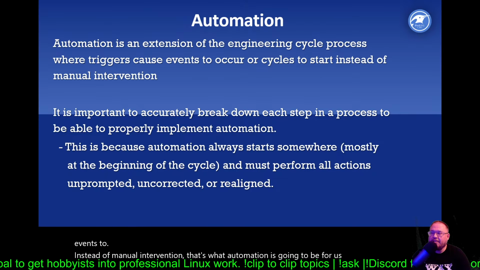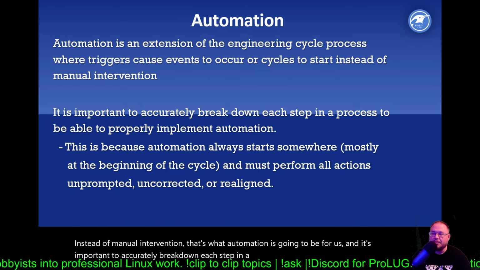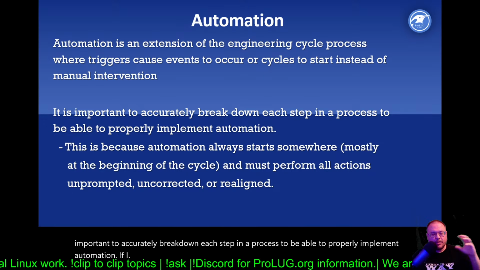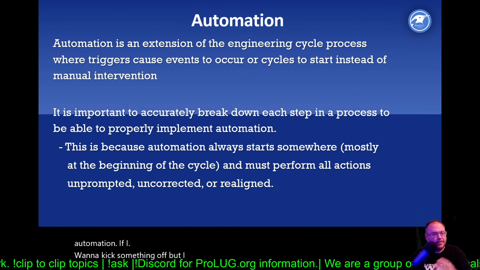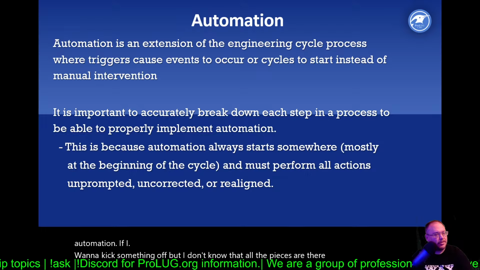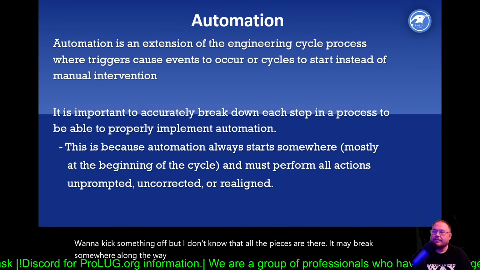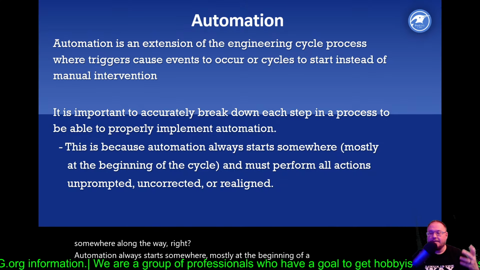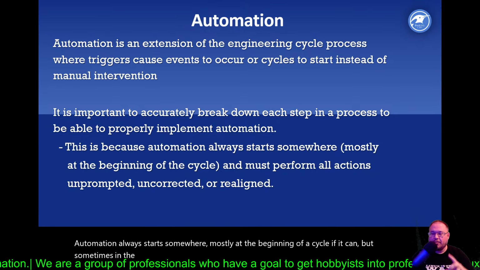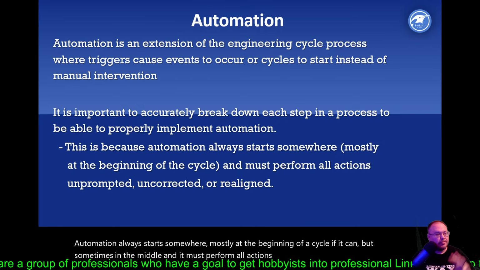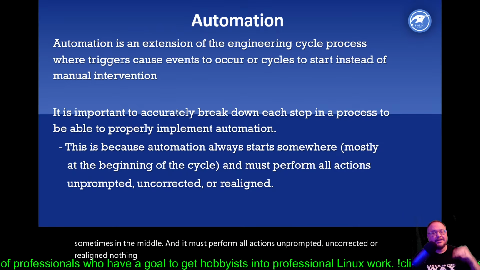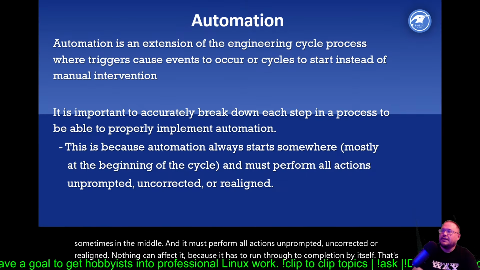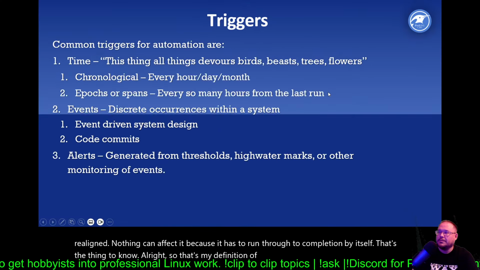And it's important to accurately break down each step in a process to be able to properly implement automation. If I want to kick something off, but I don't know that all the pieces are there, it may break somewhere along the way, right? Automation always starts somewhere, mostly at the beginning of a cycle, if it can, but sometimes in the middle, and it must perform all actions unprompted, uncorrected, or realigned. Nothing can affect it because it has to run through to completion by itself. That's the thing to know. All right, so that's my definition of automation for the course.